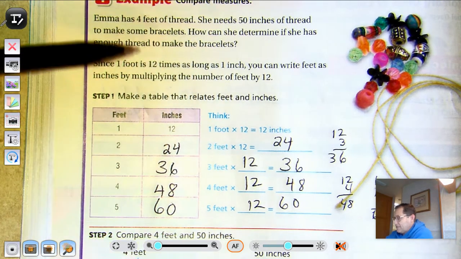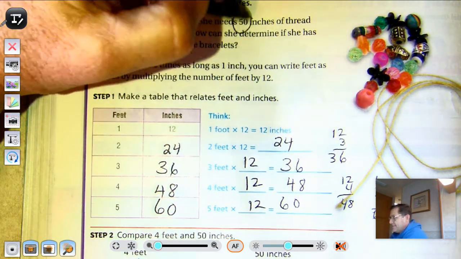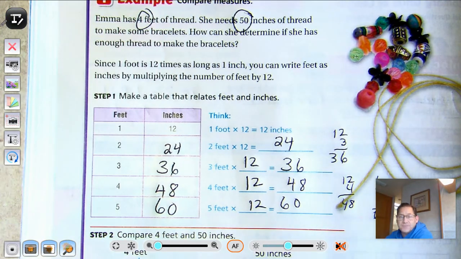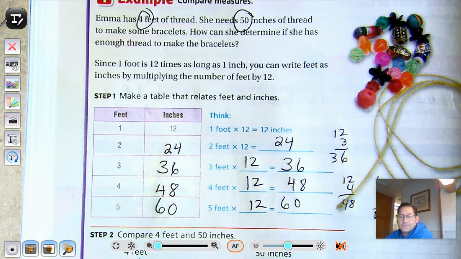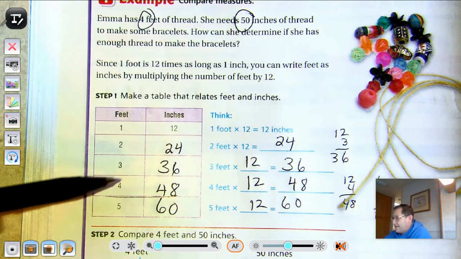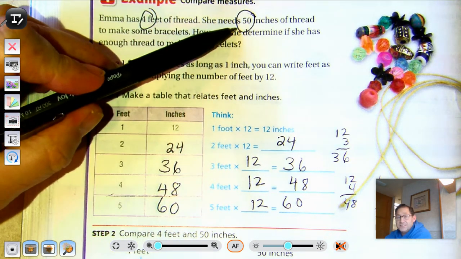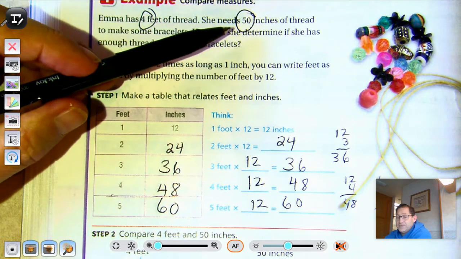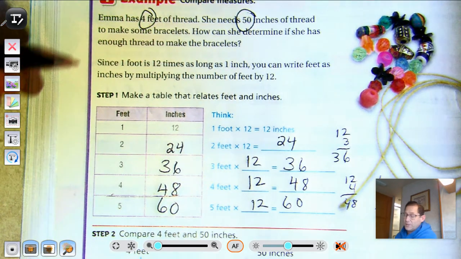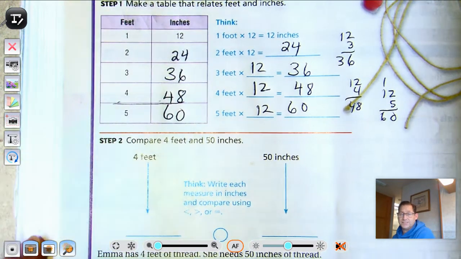So let's just look back at the question. She has 4 feet of thread. She needs 50 inches to make some bracelets. Well, if she has 4 feet, she only has 48 inches. She needs 50 inches. She doesn't have enough, does she? She's 2 inches short. So she'd have to have at least 5 feet or 60 inches.